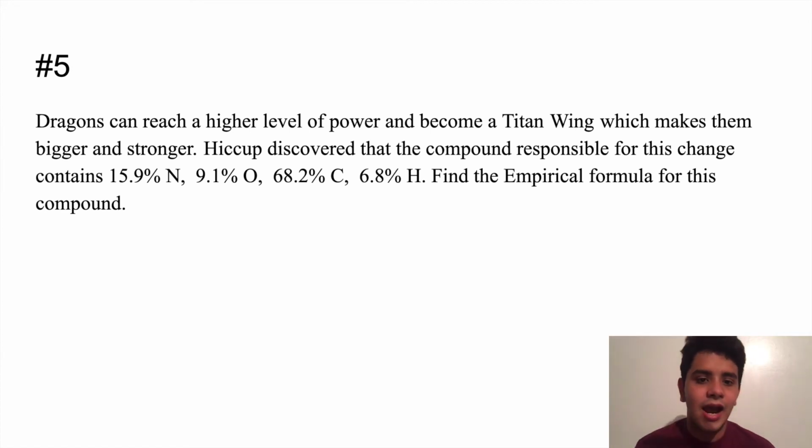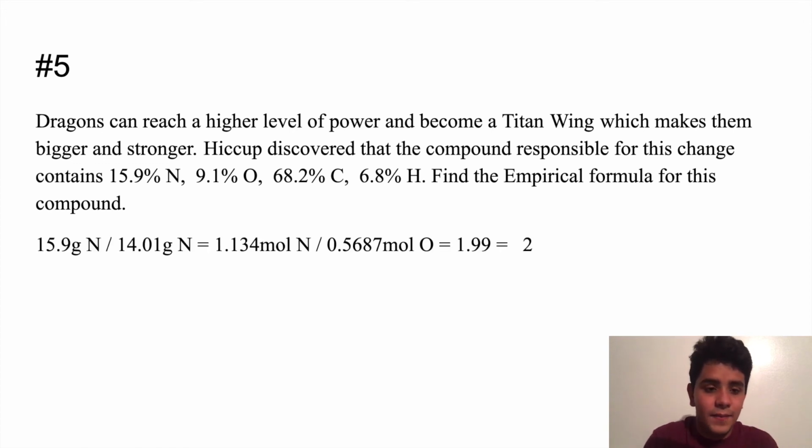Question number 5. Dragons can reach a higher level of power and become a Titan Wing, which makes them bigger and stronger. Hiccup, the rider I just mentioned, discovered that the compound responsible for this change contains 15.9% nitrogen, 9.1% oxygen, 68.2% carbon, and 6.8% hydrogen. Find the empirical formula for this compound. The first thing you're going to do is convert percent to mass, assuming that our sample is 100 grams.